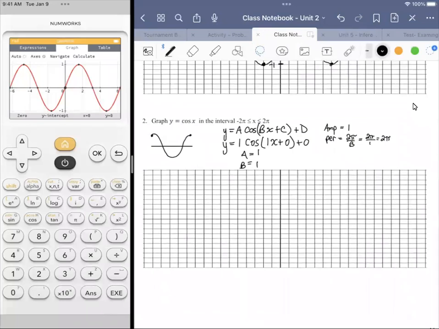So I'm going to call this pi, 2 pi, negative pi, negative 2 pi. Just making sure. Looked a little out of whack there.